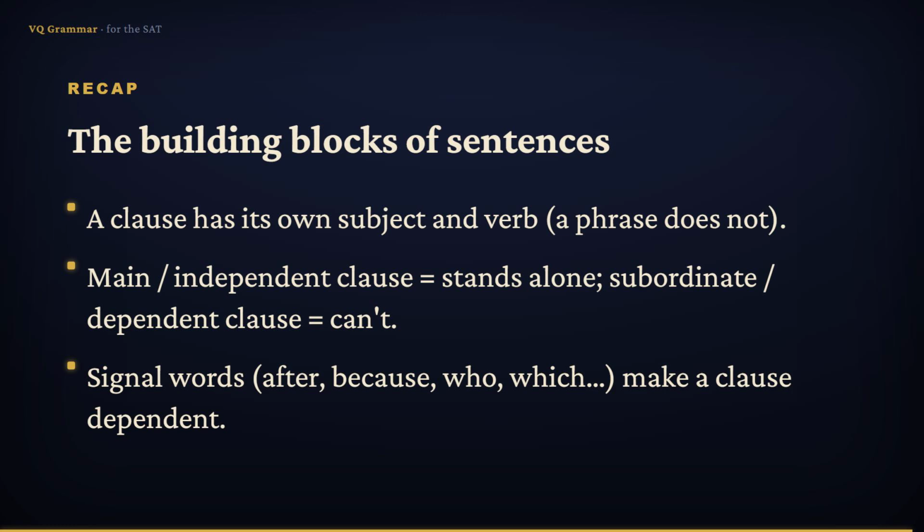In Lesson 24, we'll use clauses to build simple and compound sentences.